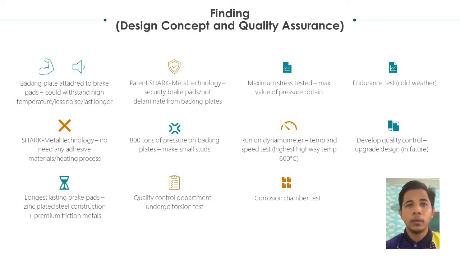Then they brought it to the quality control department to undergo a torsion test. Maximum stress was tested on the brake pad and the maximum value of pressure obtained. They run brake pads on a dynamometer to do the temperature and speed test. They use the highest highway temperature, which is 600 degrees Celsius.